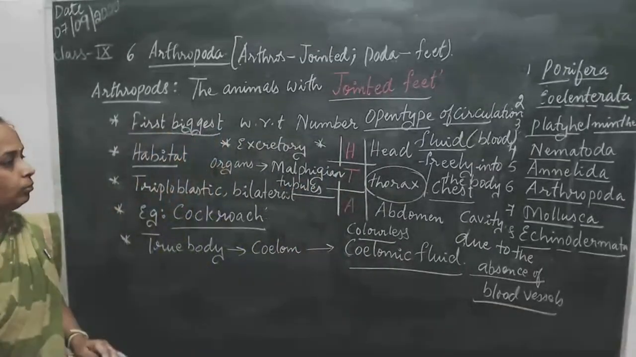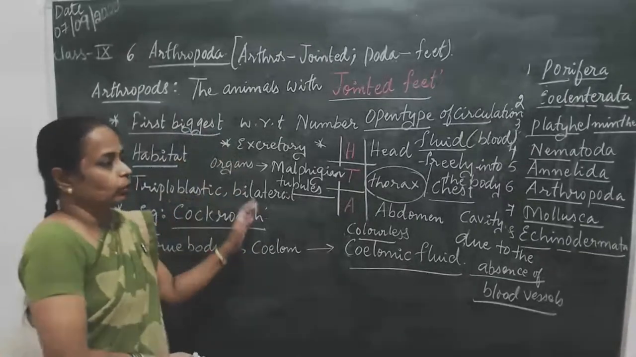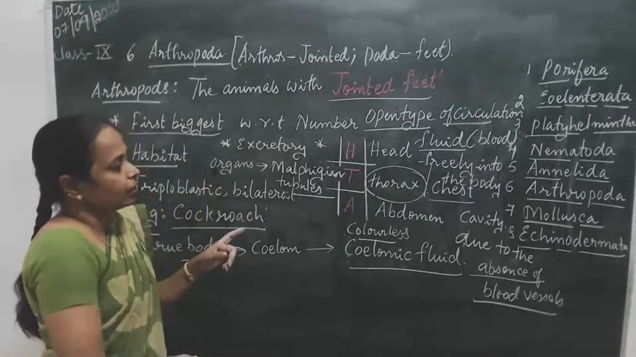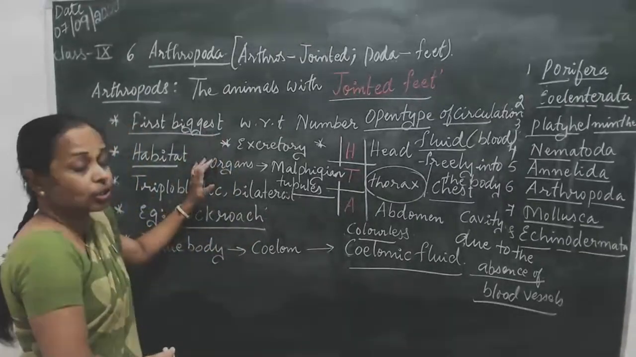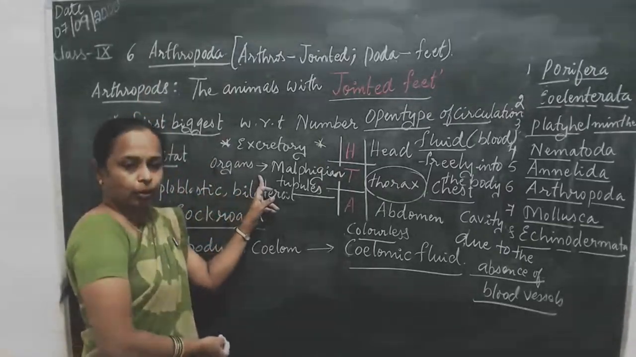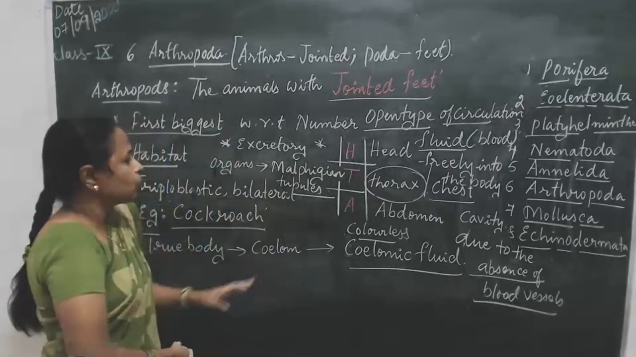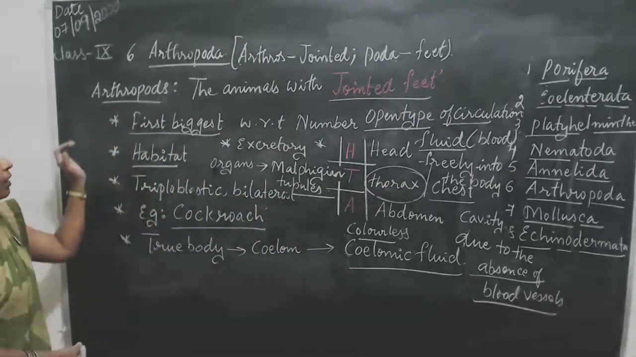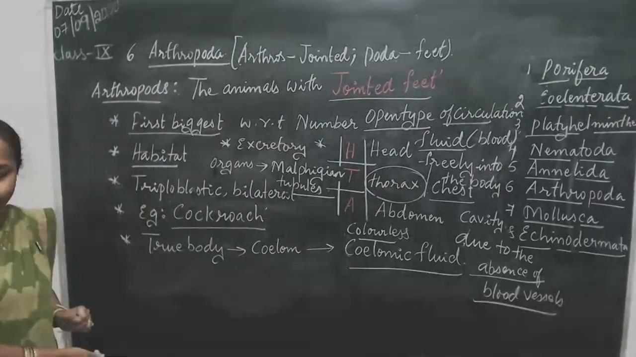In case of earthworm, that is file number 5, I talked about excretory organs. And excretory organs in case of annelids were considered as bacteria. And when you come to arthropods, you have the example of the Malpighian tubules. So Malpighian tubules act as excretory organs for arthropods.